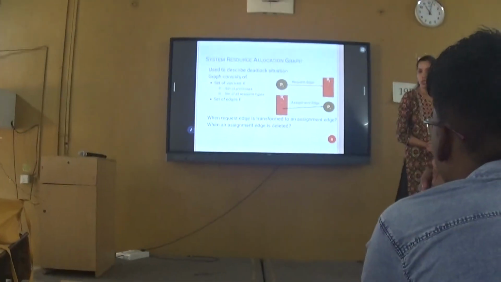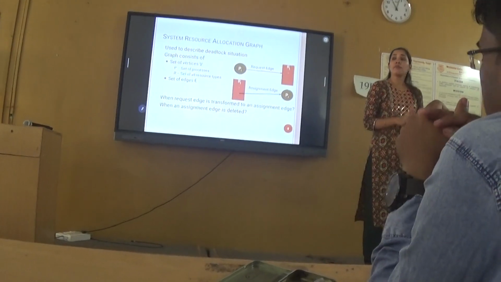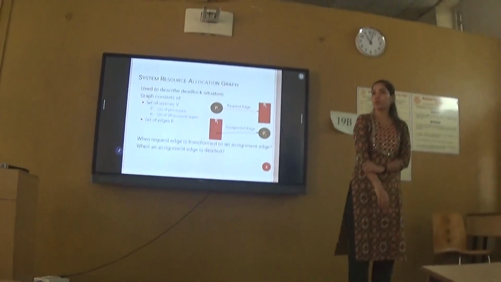Again, you've got the scenario. What is the role of the resource allocation graph? The resource allocation graph is used to represent a whole system, and by looking at that diagram, we can analyze whether there could be a deadlock.